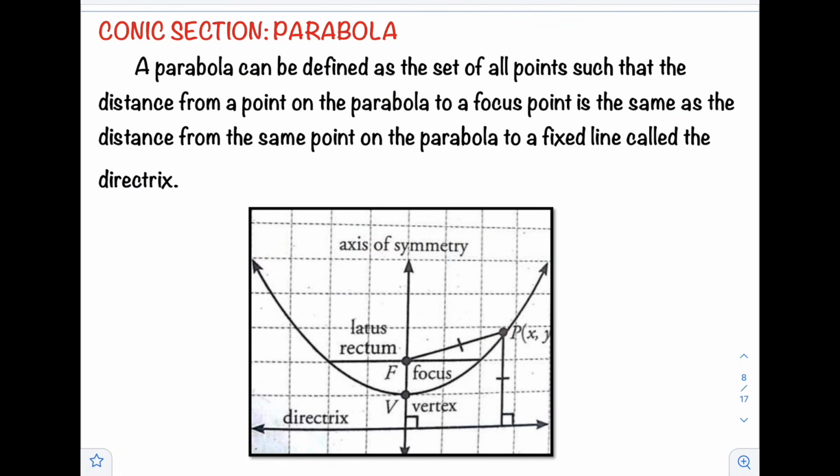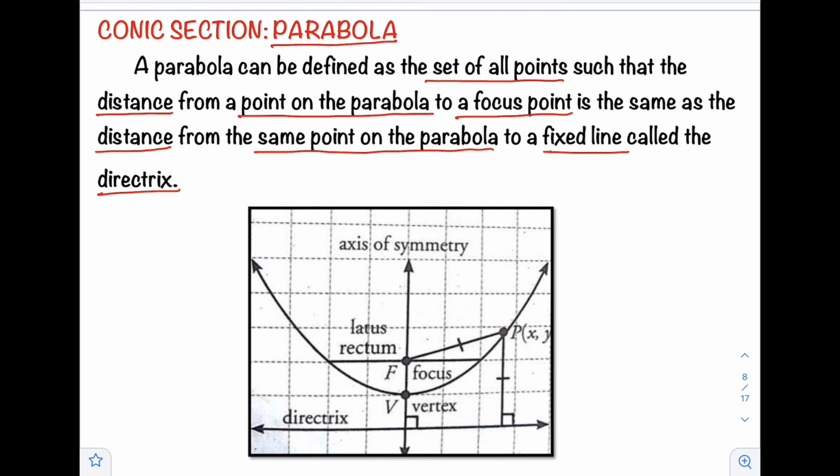Hello class! In our previous video, we learned the concept of conic section. And one of the types of conic section is the parabola. A parabola can be defined as the set of all points such that the distance from a point on the parabola to a focus point is the same as the distance from the same point on the parabola to a fixed line called directrix. So bago ko i-explain yung definition, punta muna tayo sa different parts ng ating parabola.